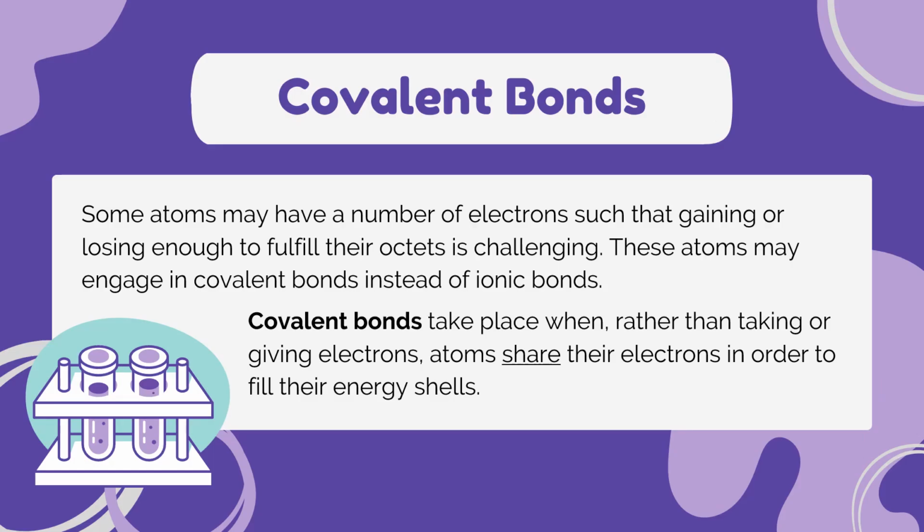Covalent bonds. Some atoms may have a number of electrons such that gaining or losing enough to fulfill their octets is challenging. Okay, this is not the only way to become octet. Then these atoms may engage in covalent bonds instead of ionic bonds. Covalent means they have to share. Co means they have to share the electrons. It takes place when, rather than taking or giving electrons, atoms share their electrons in order to fulfill their energy shells.